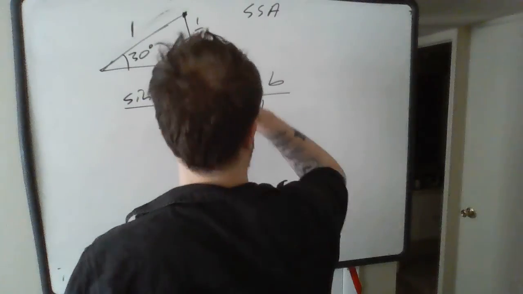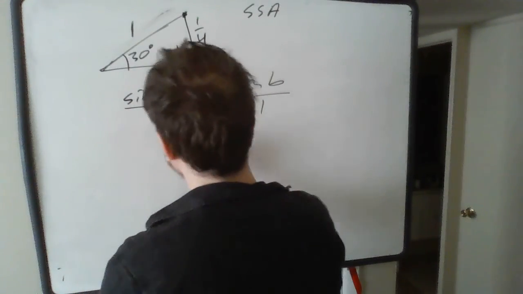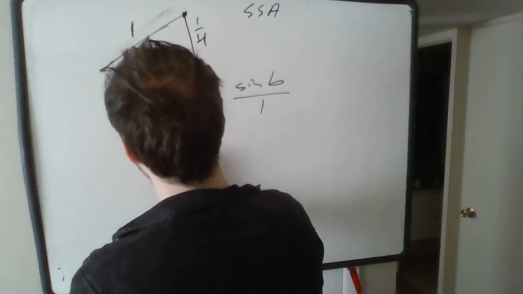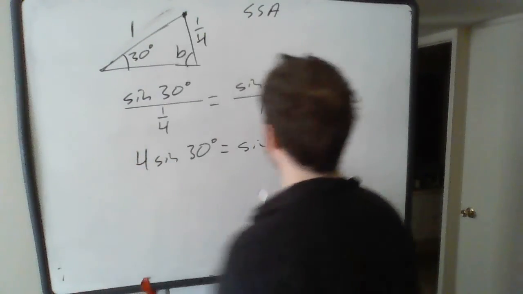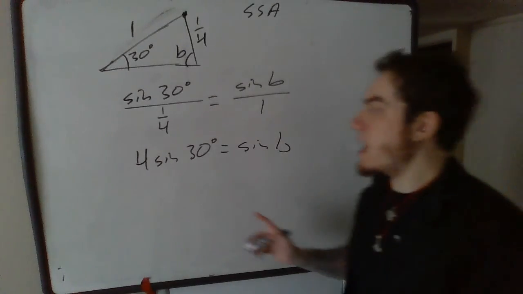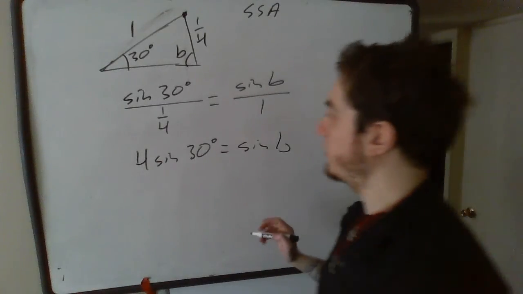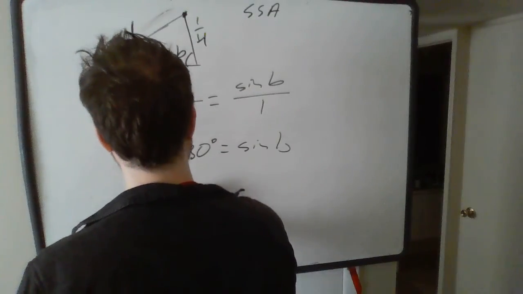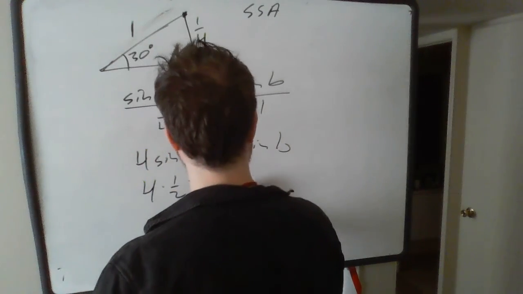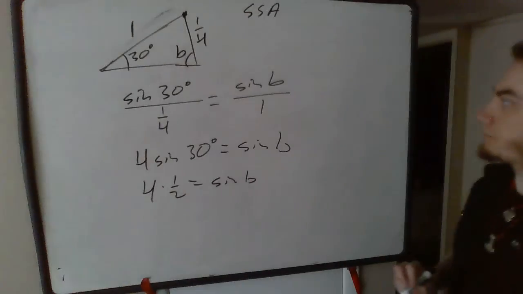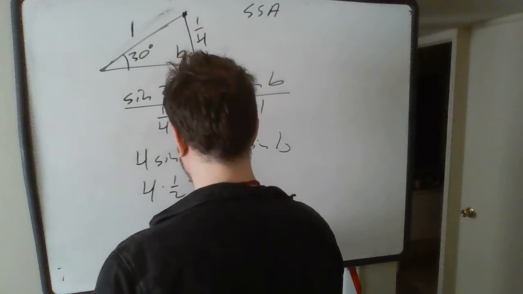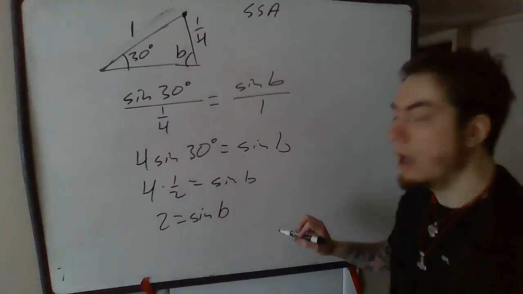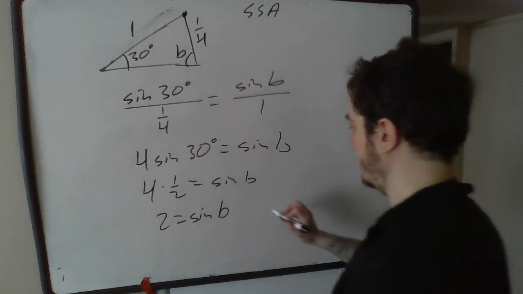Well, here's the thing. I turn this equation into 4 times the sine of 30 degrees is equal to the sine of little b. Now, the sine of 30 degrees is 1/2. Hopefully you guys remember this. So this means that 4 times 1/2 equals sine b. And this tells me that 2 is equal to the sine of b. But this is impossible.